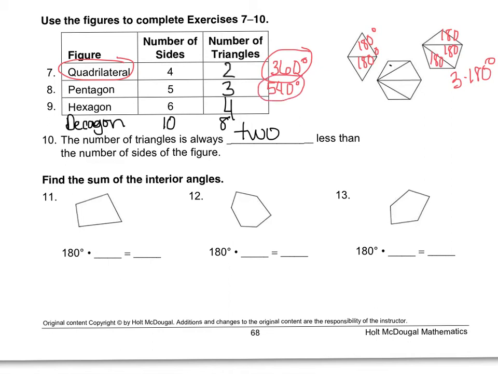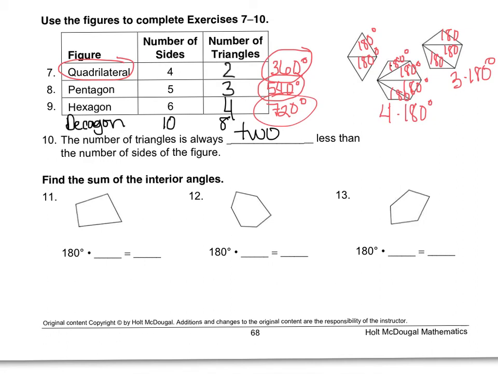Hexagons, I can form 4 triangles. So 180, 180, 180, 180. So that would be 4 times 180 degrees, which is, I believe, 720 degrees. That means every single hexagon is going to have 720 degrees inside. All of those angles are going to add up to 720 degrees.